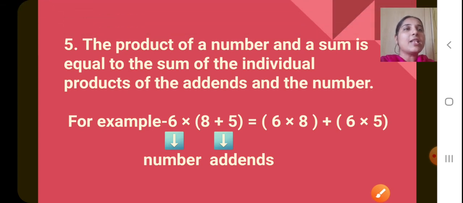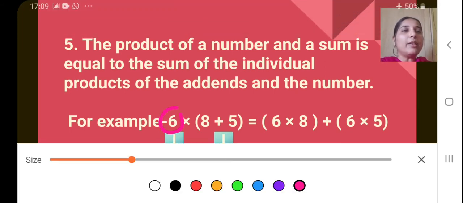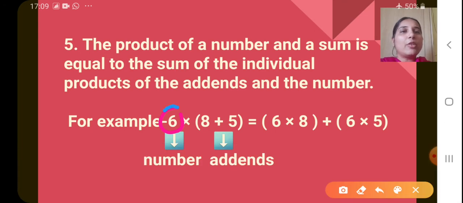Now point number 5 is the product of a number and a sum is equal to the sum of the individual products of the addends and the number. Now here children, you can see a number here, a number 6 here. Here you can see number 6 and a sum, and this 8 plus 5, what is it? It is a sum. Why it is a sum? Because the numbers are being added here. So this is a sum, 8 plus 5.